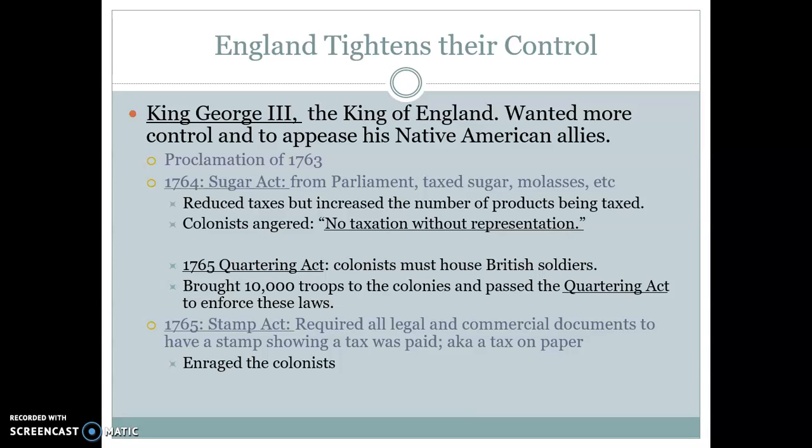But this, of course, is going to anger the colonists, not because they don't want to pay for their protection, but because they do not have any representation in the British Parliament. So they come up with the motto, no taxation without representation.